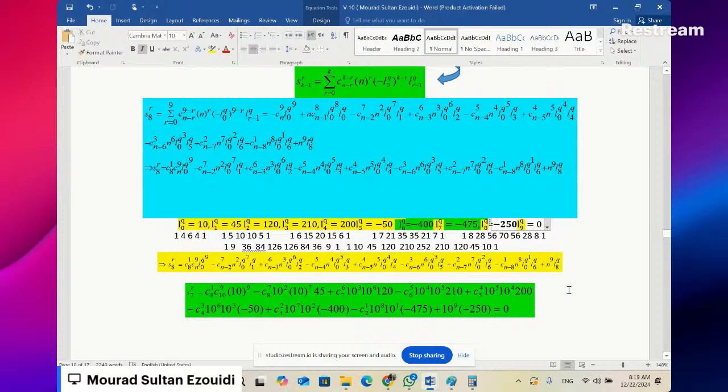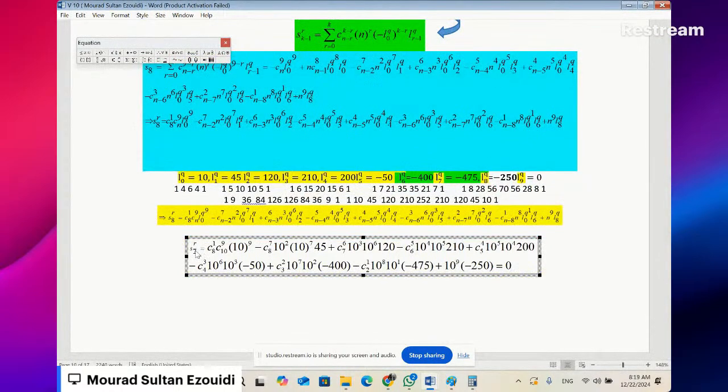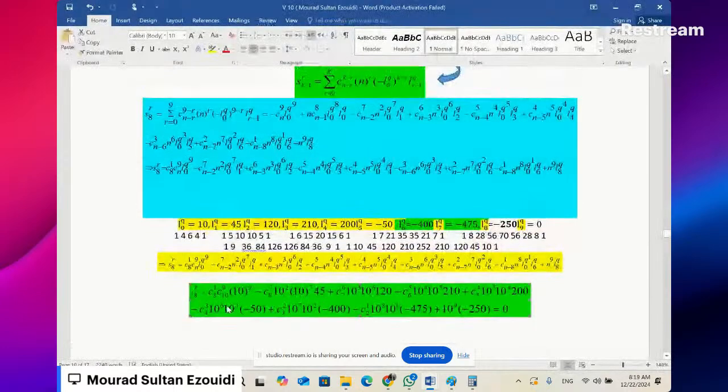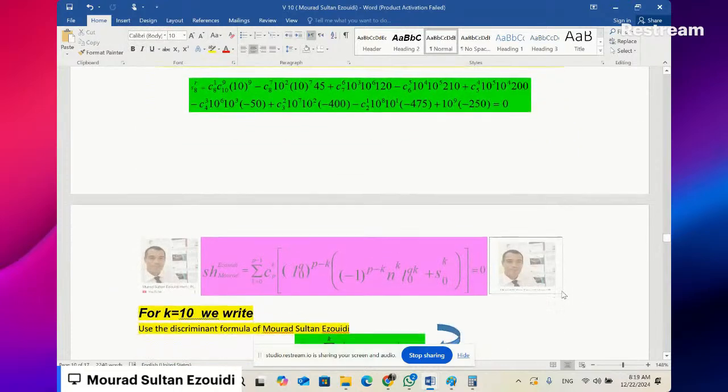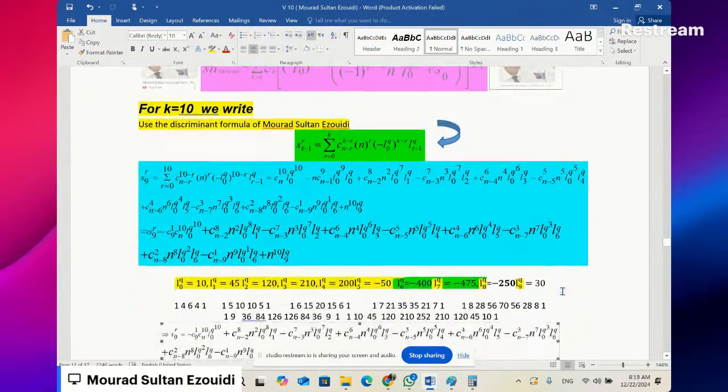Now, my colleagues, we reach the value of S. Of course, this is S8, not S7. This one is S8. Good. We use this formula for S8. S7 we calculated before. Now I'm going to come to the last step, which is k equal 10.